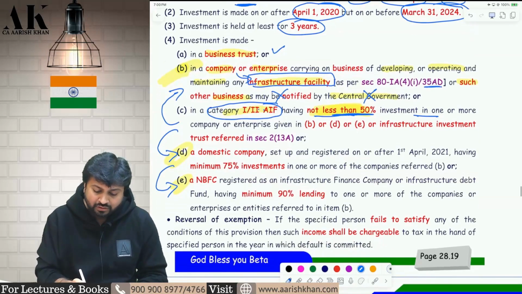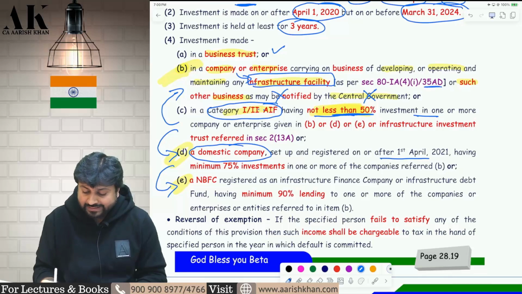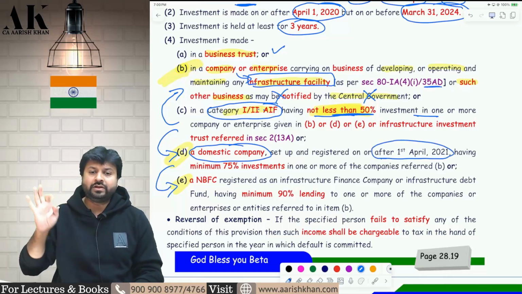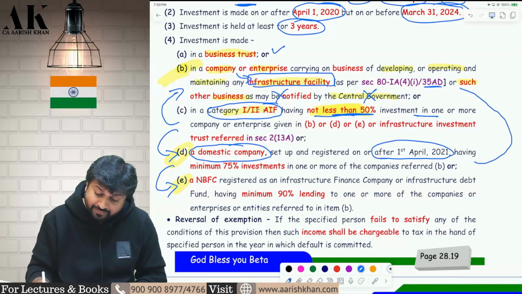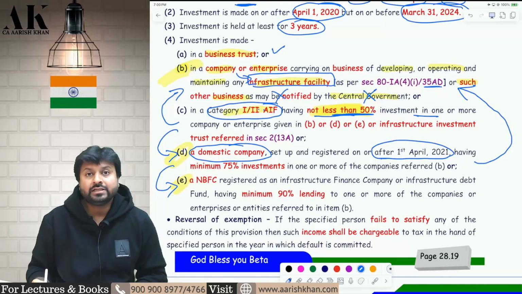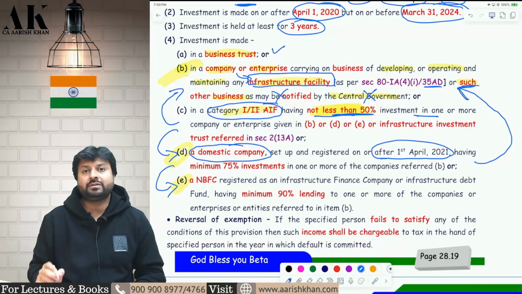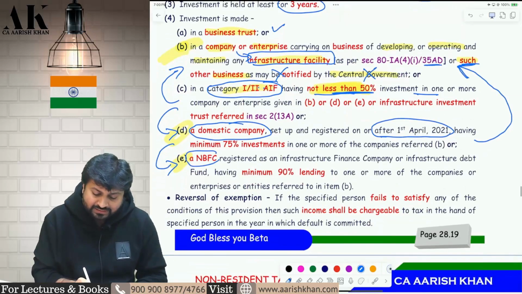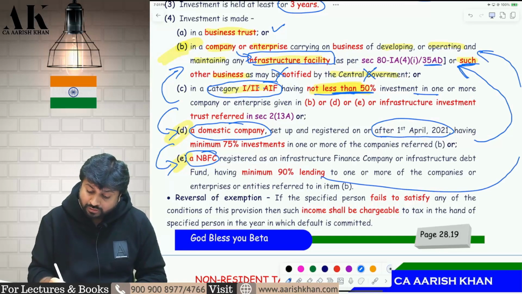Similarly, point number 4, the specified person will invest in a new domestic company which is incorporated on or after 1st April 2021. It should be a new domestic company, and that new domestic company should invest 75% of its funding in the infrastructure company mentioned in B. And the last one is NBFC, and that NBFC should give 90% of its funding to whom? To the B category company.